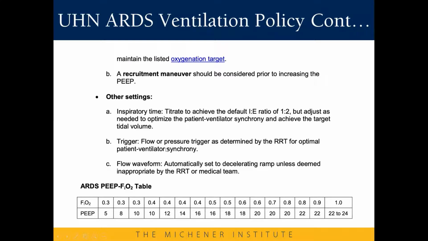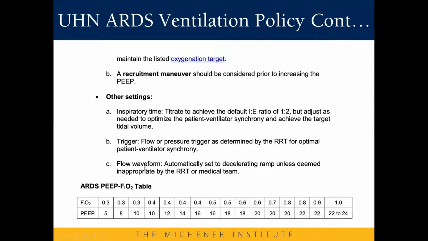Trigger, so they allow the RT to determine whether we would like to set a flow trigger or a pressure trigger. So this is the criteria. If the patient decides they want to take a breath, they need to meet certain criteria for the ventilator to recognize it. And generally speaking, the flow trigger is an easier way for the ventilator to recognize the patient's asking for a breath. However, we can also set a pressure trigger.